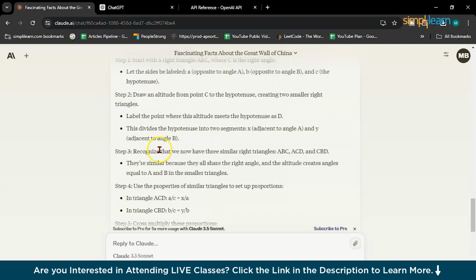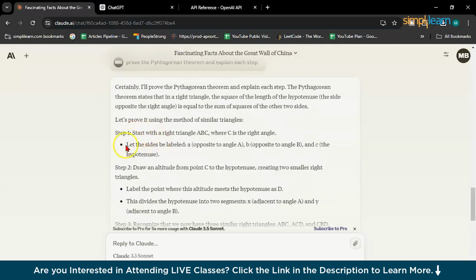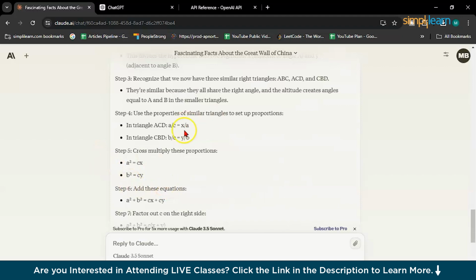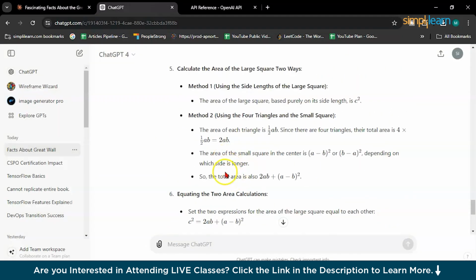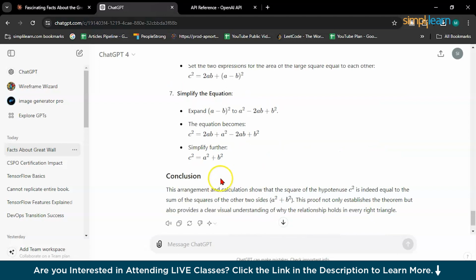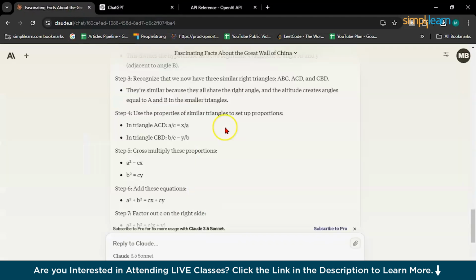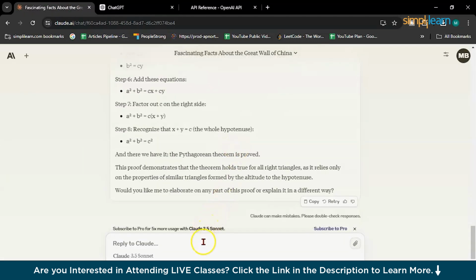So here, see, it simply explains. Let us label the sides opposite the triangle A, B, C. Okay, simple. I think ChatGPT is making it more complex than Claude 3. So here I can give my vote to Claude 3. Okay, so now we will do the next category, data analysis.